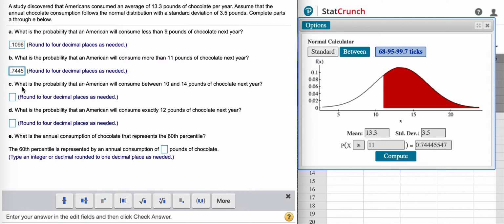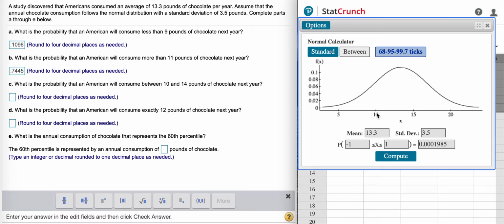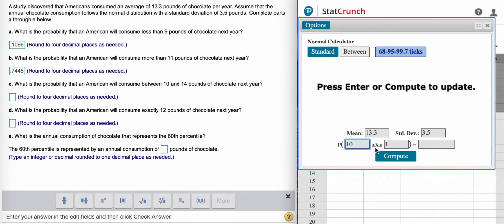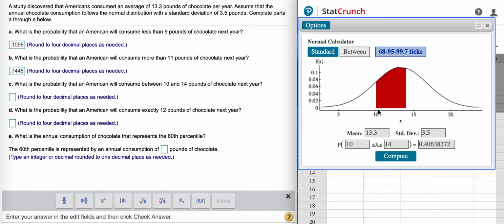Letter C, what is the probability that an American will consume between 10 and 14 pounds? So we'll choose the between option up here. And so we're going to look at the probability being between 10 and 14. So that's 10 less than or equal to x, less than or equal to 14. Press compute. And so between 10 and 14, that area that's shaded represents the probability of 0.4064.